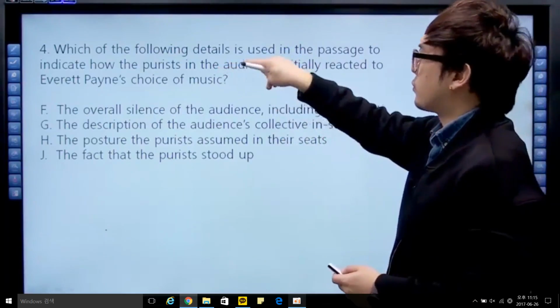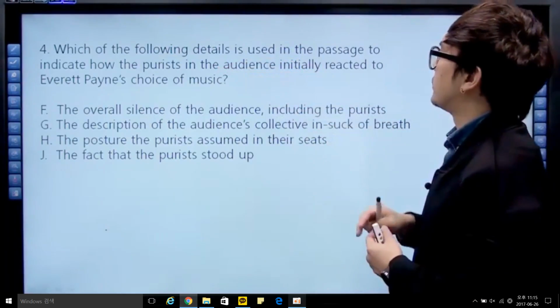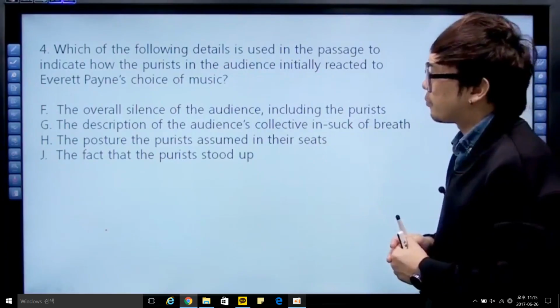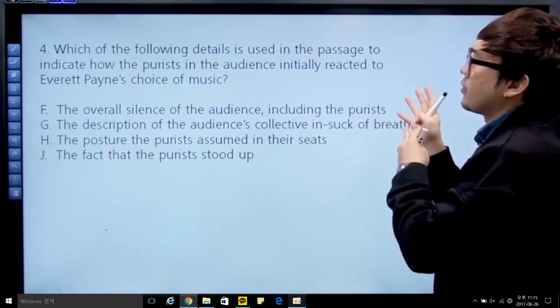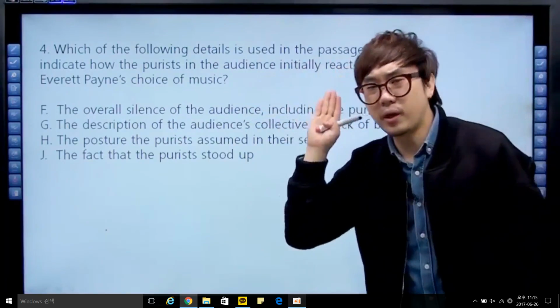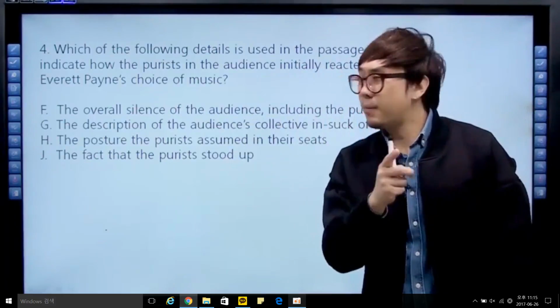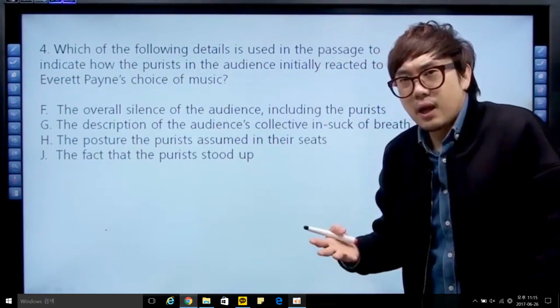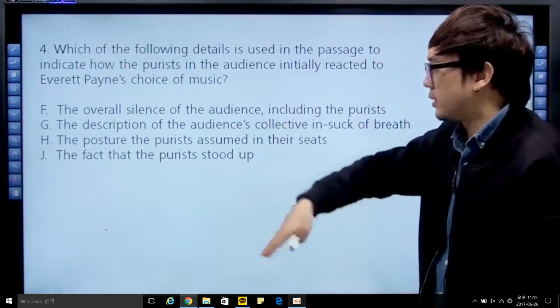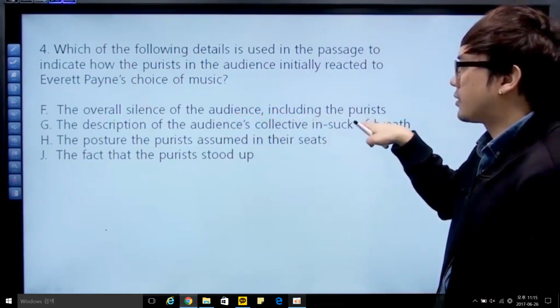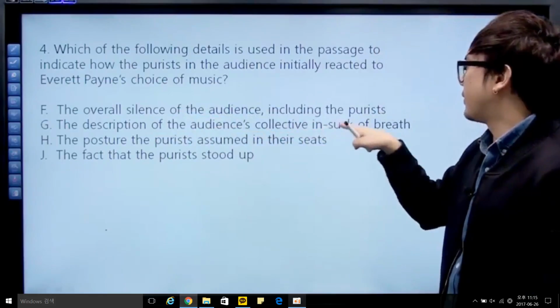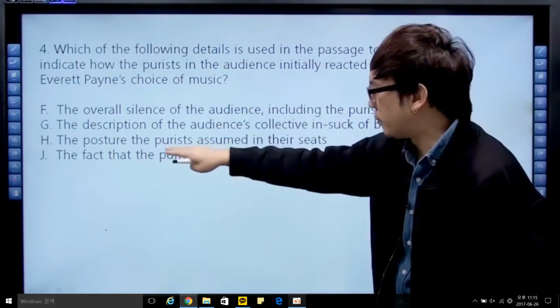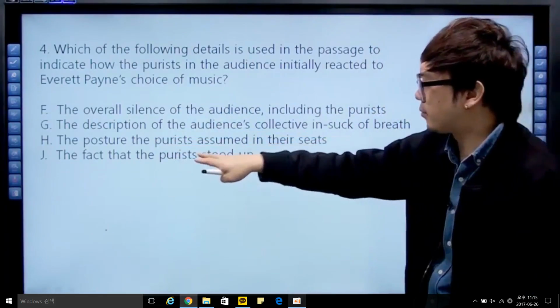Which of the following details is used in the passage to indicate how the purists in the audience initially reacted to Everett Payne's choice of music? You already know this. The purists, remember reading that part of it? They were disgusted, right? Open disgust. But how did they show that open disgust? The overall silence of the audience, including the purists, the description of the audience's collective intake of breath, the posture the purists assumed in their seats, and the fact that the purists stood up.